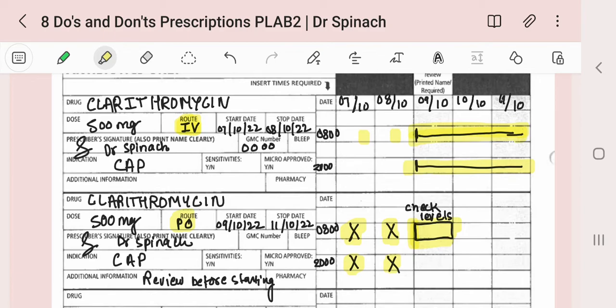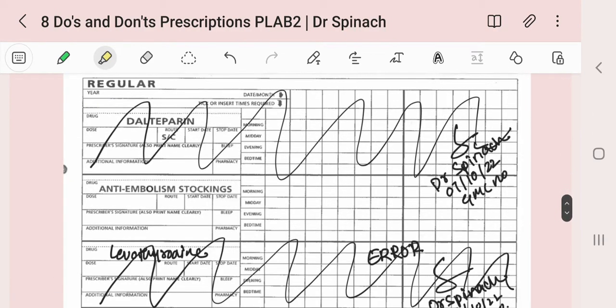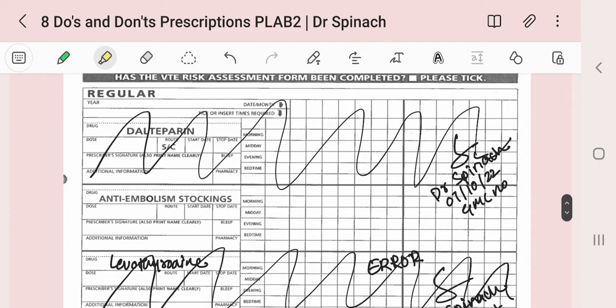Now, let's move on quickly to the rest of the symbols here. So you can see over here, this one. If you think this medication is no longer needed, what you will do is make a zigzag line over here. Okay. And then you will do your signature, write your name and the date and your GMC number.